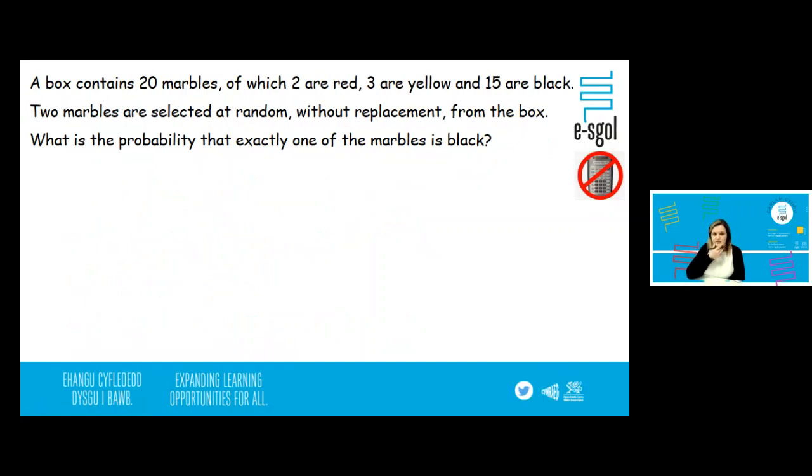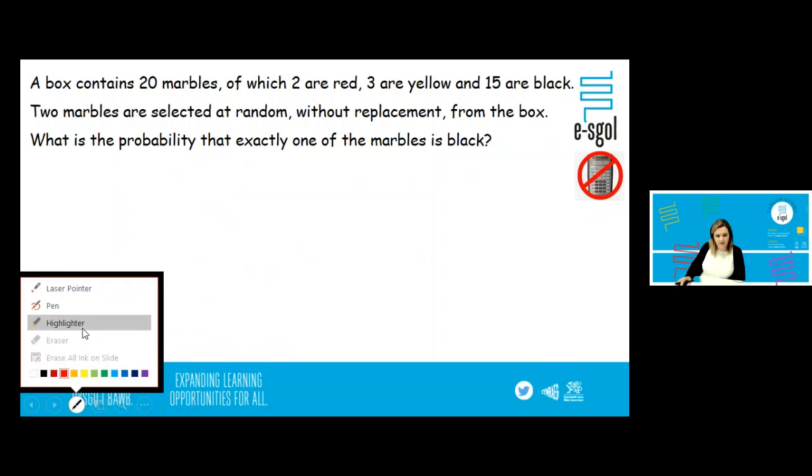Okay, so question 2. A box contains 20 marbles, of which 2 are red, 3 are yellow, and 15 are black. 2 marbles are selected at random without replacement from the box. What is the probability that exactly one of the marbles is black? Okay, so pause the video, try and highlight your key information and work your way through that. I will come back in a second.